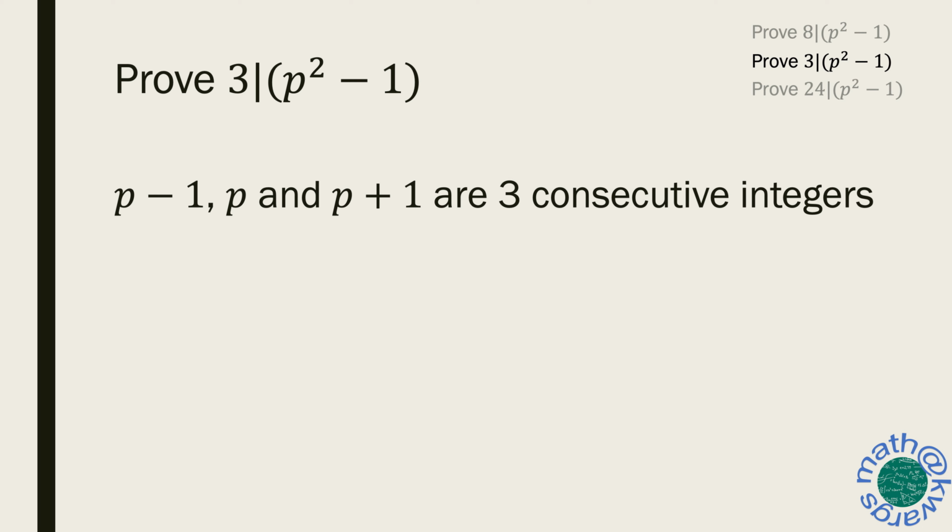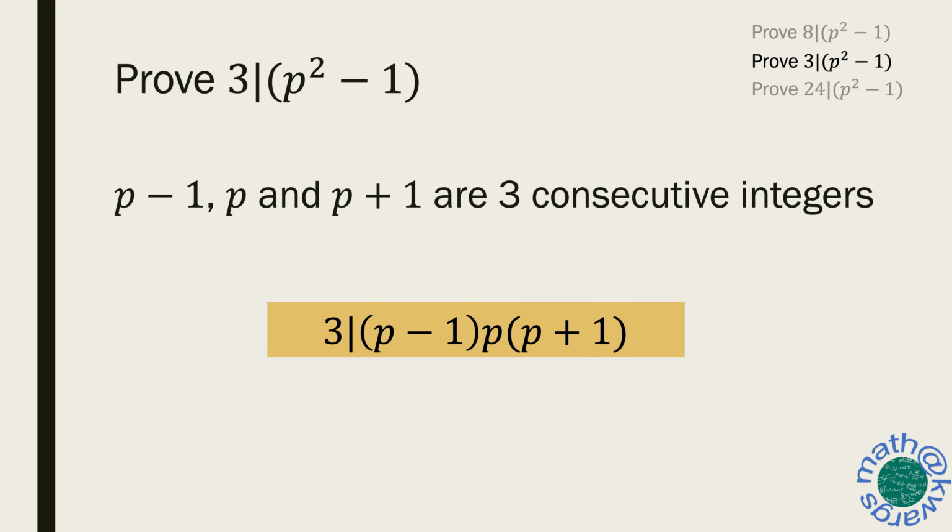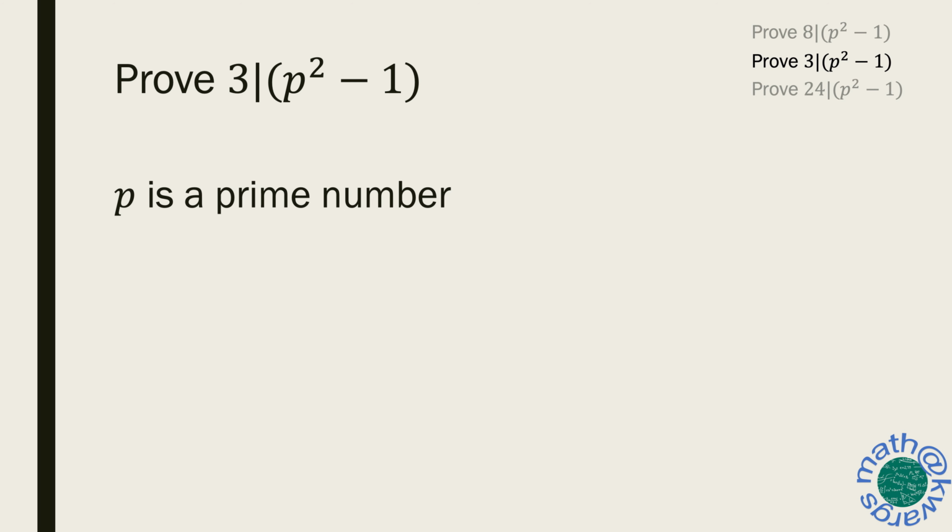We know that p minus 1, p and p plus 1 are 3 consecutive integers. Hence, their product is divisible by 3. And also remember that p is a prime number, which means it's only divisible by 1 and itself. Because p is greater than 3, it's not divisible by 3.